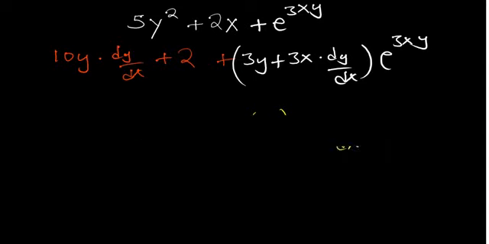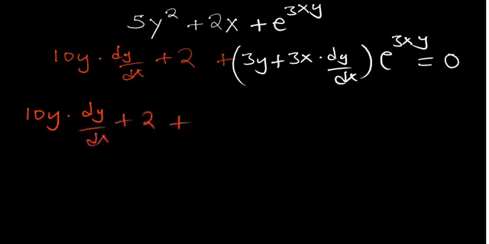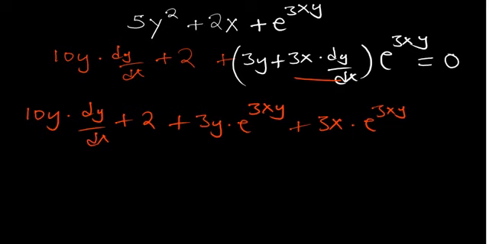So at this point we are now at liberty to make dy dx the subject. But before we do that, we have to expand the other term. So we have 10y dy dx plus 2. So we have 3y multiplying the exponential function, so 3y times our exponential function. And then this part as well, 3x multiplied by the exponential, and then of course not forgetting our dy dx, equal to 0.